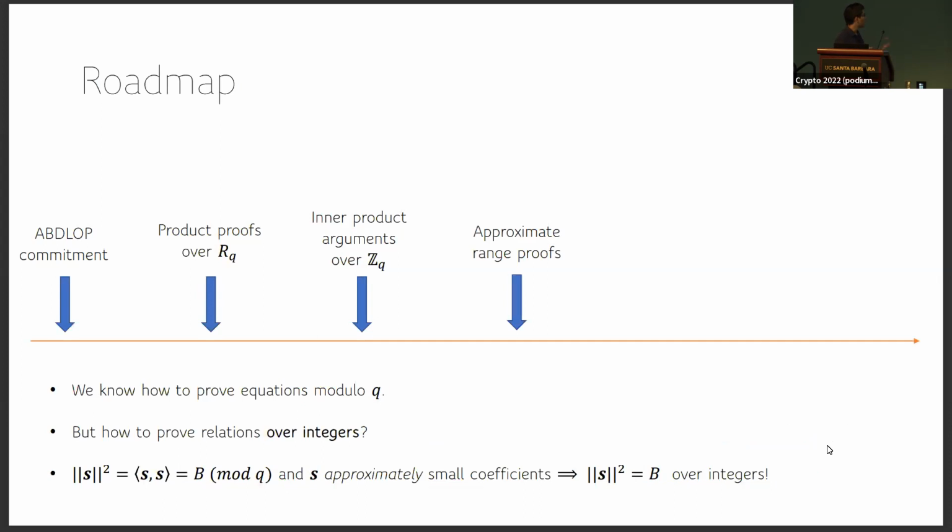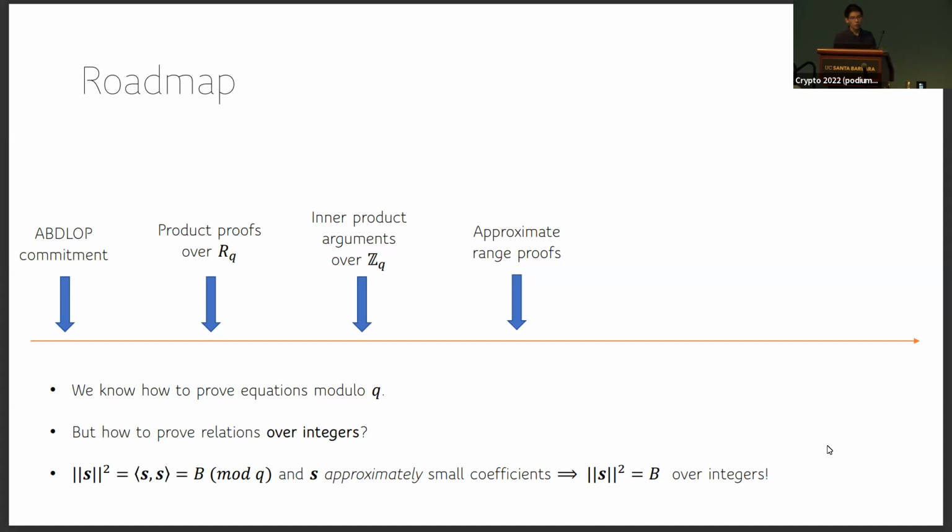Okay, so we know how to prove equations modulo Q. That's great. We can prove quadratic equations. We can prove inner products over ZQ. But in many interesting statements, there is some part which holds over the integers. Like we want to prove that the coefficients are binary, or we want to prove that the norm is something. We don't want to prove that the norm is less than B mod Q, right?